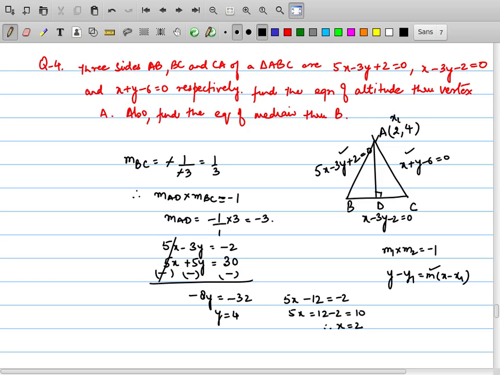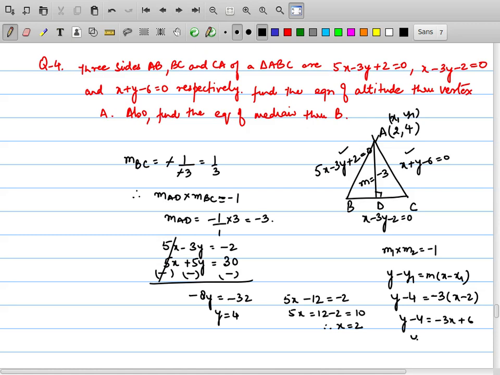Now, this acts as what? x1, y1, because the altitude is passing through 2, 4, and its slope is what? Minus 3. Therefore, now we can find the equation. y minus y1, which is 4, m is minus 3, x minus x1. Therefore, y minus 4 is minus 3x plus 6.